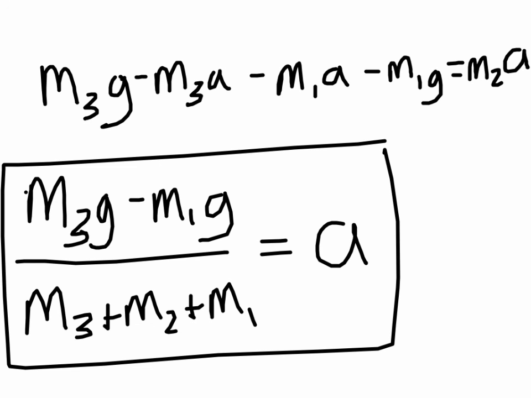And what I'm left with is that the acceleration of the system here is the force of gravity on block 3 fighting the force of gravity on block 1. Block 3 is greater, so it's going to win. And we're going to divide that by the total mass of the entire system. Everybody is moving in the system.